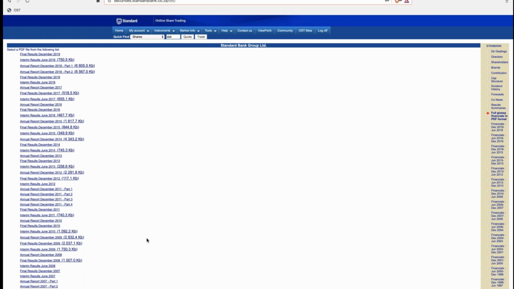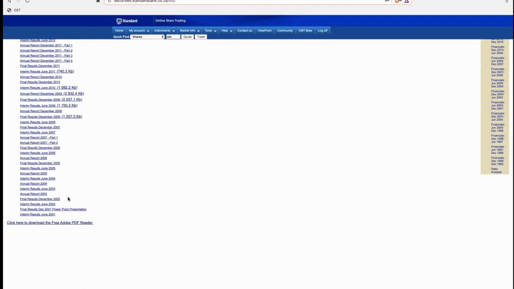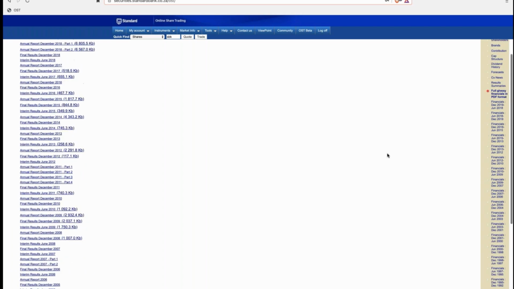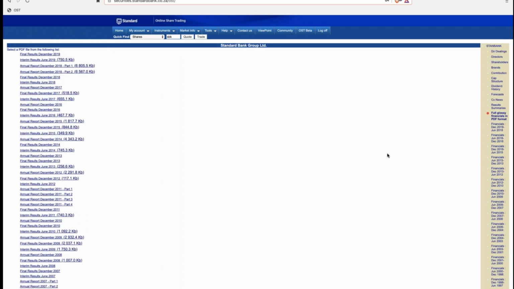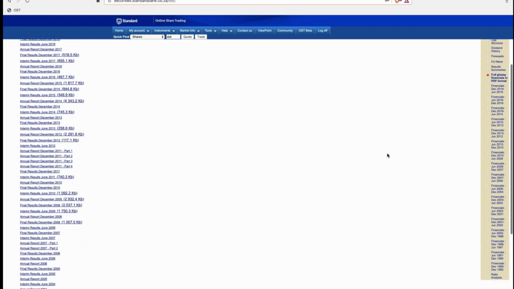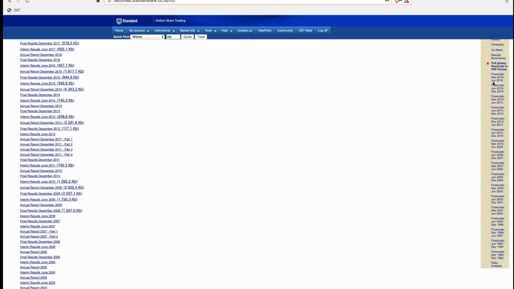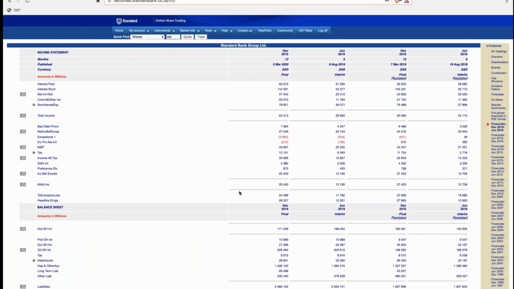Far too many investors ignore annual reports. They're quite chunky. You can see the 2018 was 2 parts. And again, this goes back to 2001, including some PowerPoint presentations. So what this is showing you here is nice and simple. You can go and find the historic information. You would find this on the Standard Bank website or whatever the company is that you're looking for, but it's just way easier here. And then financials for the various different periods.